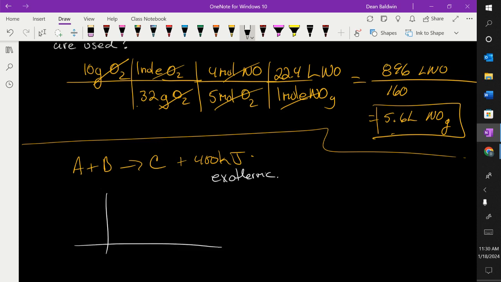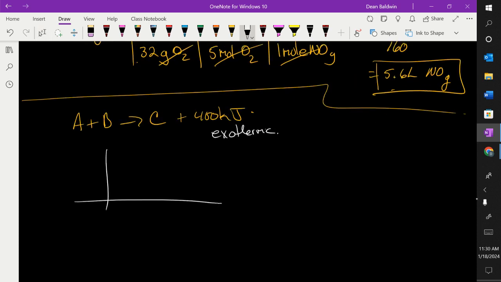So if I ask you to draw an energy diagram, this is going to look like this. If it's exothermic, do you finish higher or lower than you started? Lower, right? So it would look something like that, right? Because this is delta H, right?